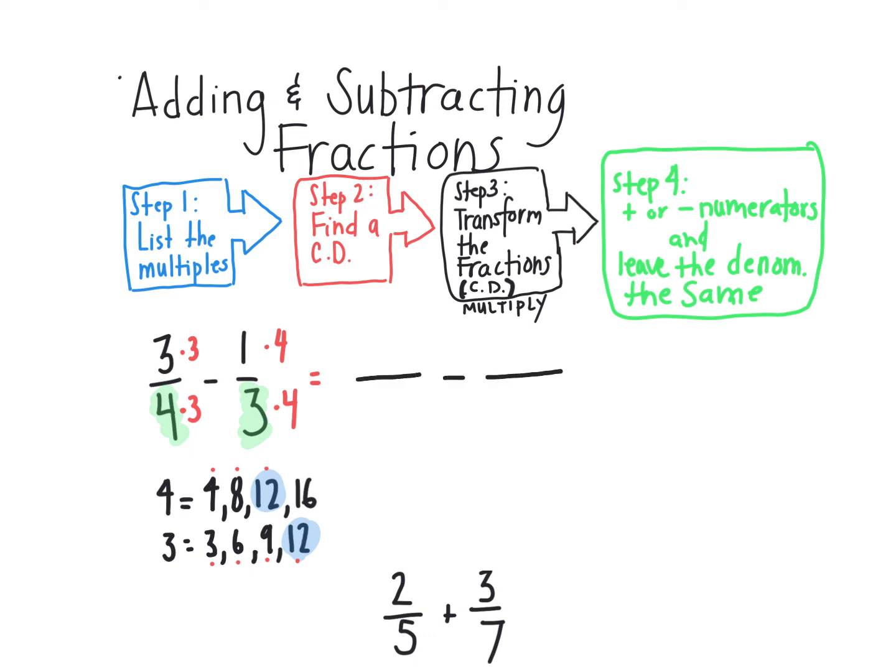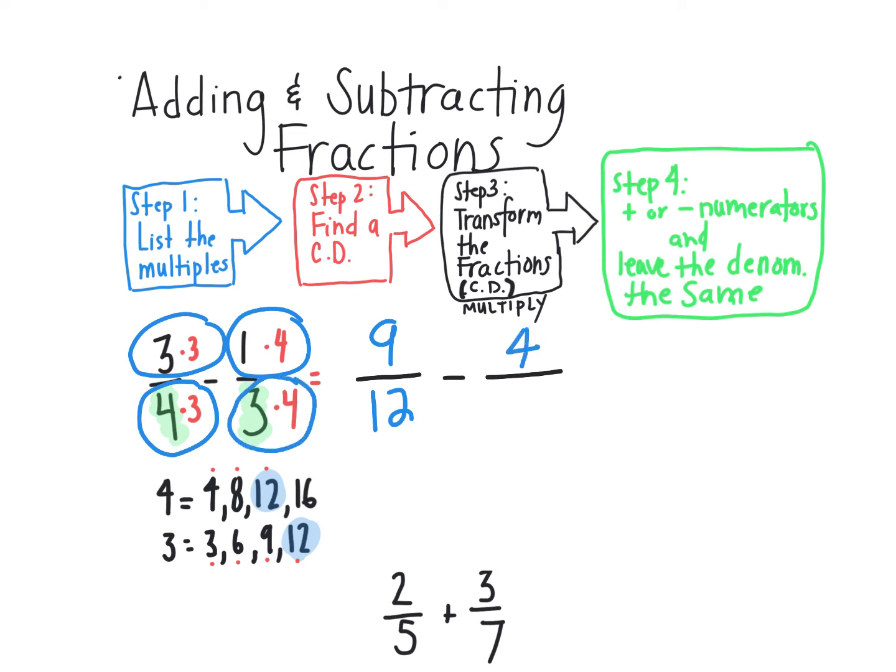For my top, right here, 3 times 3 is 9. For my denominator, 4 times 3 is 12. For my numerator up here, 1 times 4 is 4. And for my denominator, it's 12. So you notice here they're twins. We did what we're supposed to do by transforming them so they could have a common denominator.